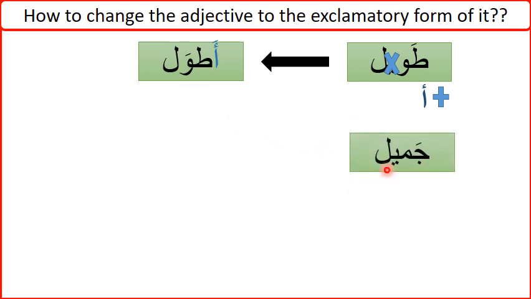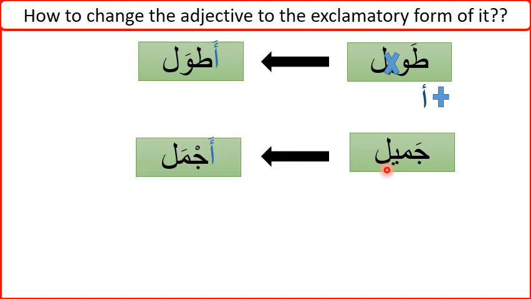جميل means beautiful. The exclamatory form of جميل is أجمل. أجمل. Did you note the difference here? We have taken away the ياء and we added أ at the beginning of the adjective. So instead of جميل, it became أجمل. أجمل. جميل. أجمل.